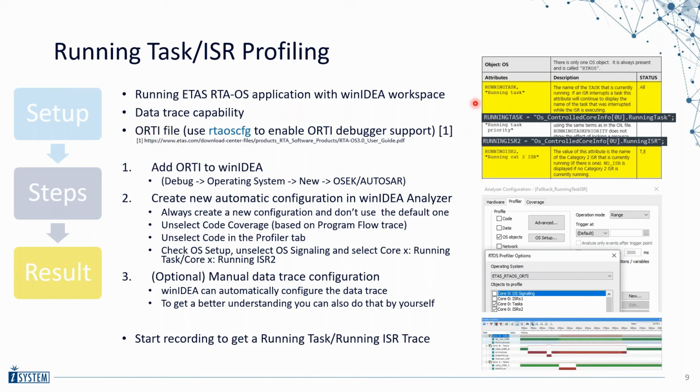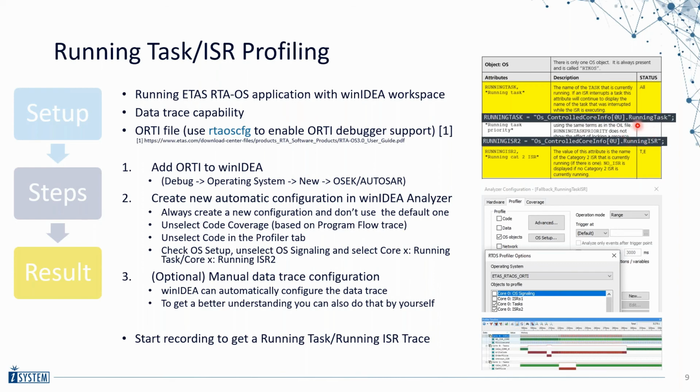Okay, so once you have those files available, let's see why we even need this ORTI file. On the right side, you can see that ORTI includes two attributes that we're interested in: running task and running ISR. If we go into the ORTI file, it looks somehow like this. For each of the cores, if you have a multi-core system, or for the single core, if you have a single core system, you have a running task attribute, and that points to a symbol, a variable inside your application. You can see there's some struct here, OS control core info, and the struct has a running task and running ISR variable.